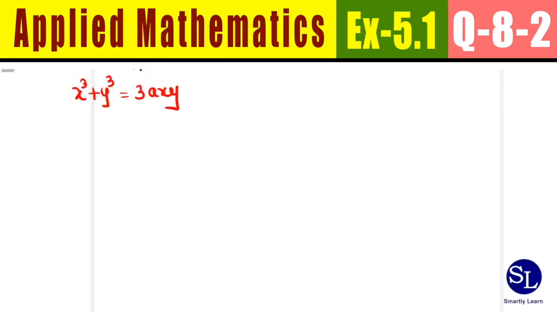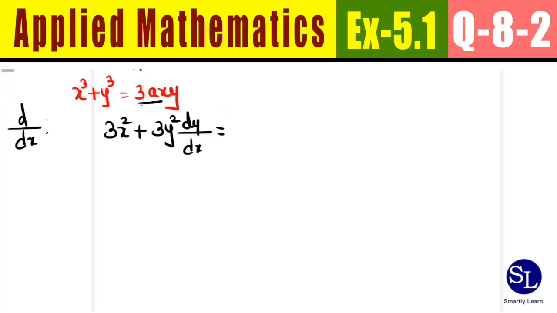Let's calculate first dy by dx. So I'm just marking it here as d by dx of this particular expression. So let's start here from the LHS. Differentiation of x cube is just 3x squared. For y cube, it is 3y squared dy by dx. For the right side, 3a is actually constant.